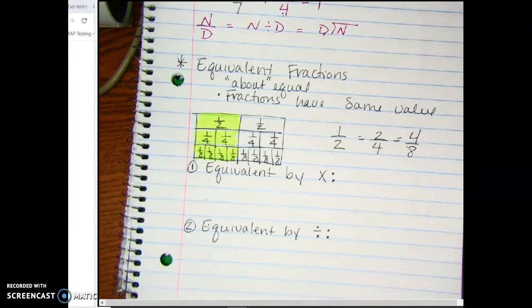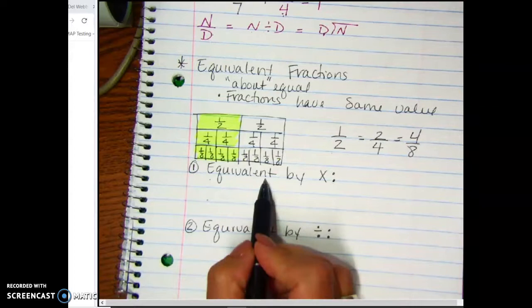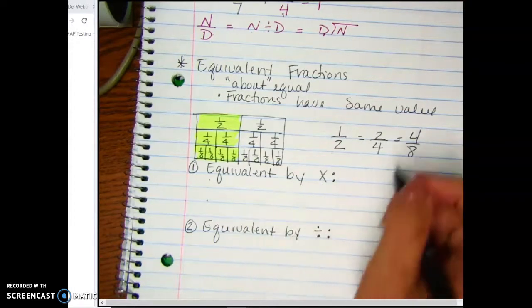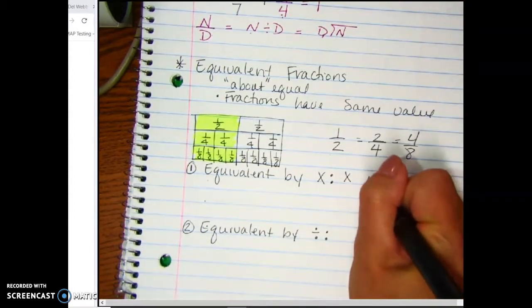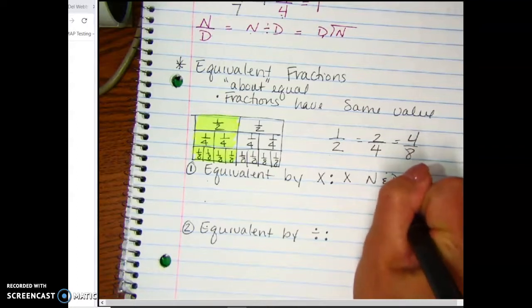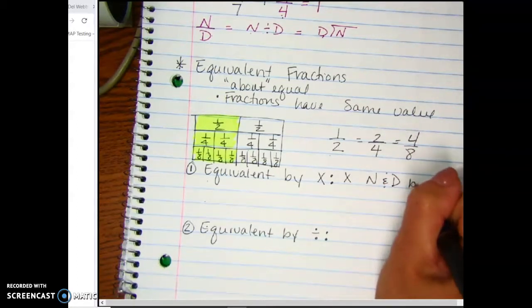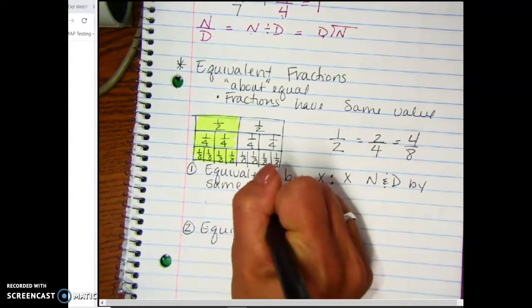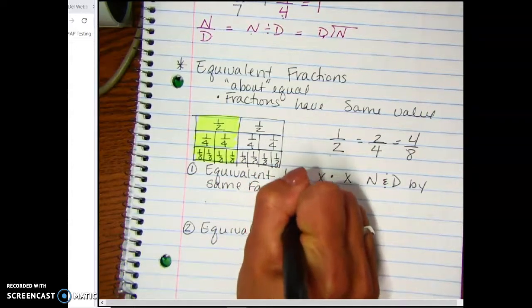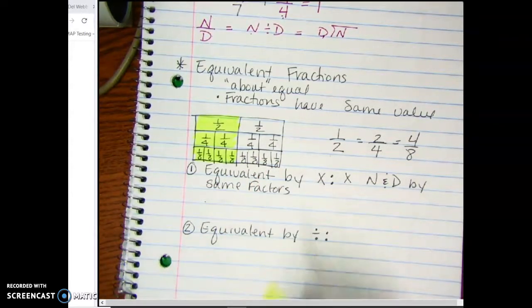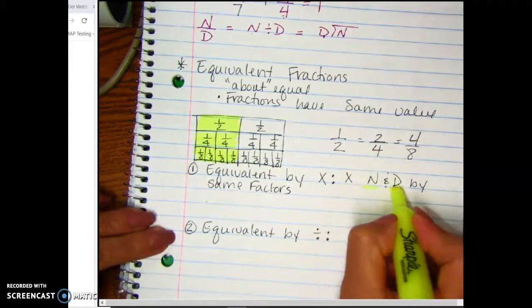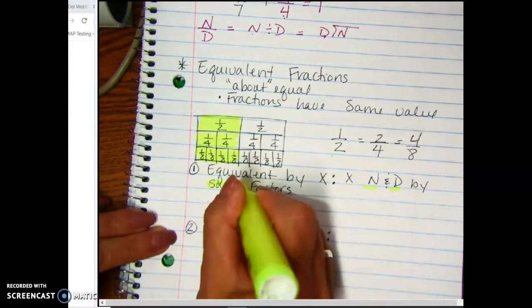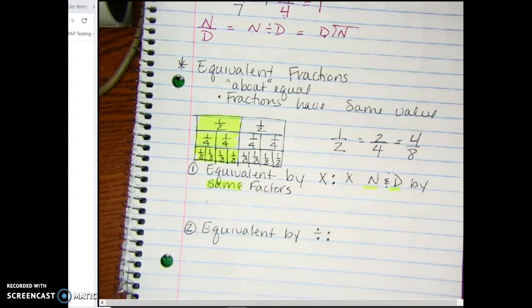Now, you can go ahead and draw this a million times over, but that gets to be a bit daunting. So what's an easier way? Well, you do equivalent fractions by multiplication. So what does that mean? We're going to multiply our numerator and denominator by the same factor. I'm going to emphasize a couple things here. Numerator, denominator, and same. It has to be the same factor.